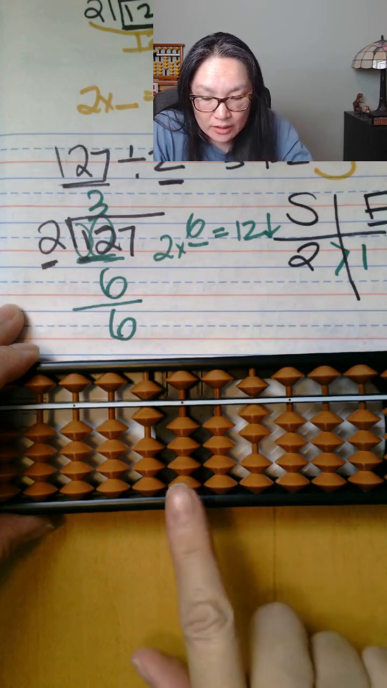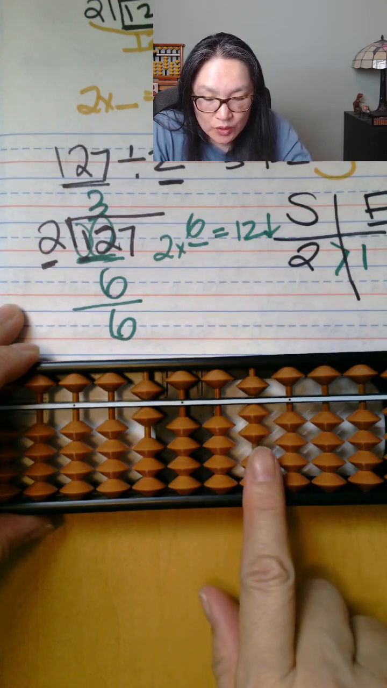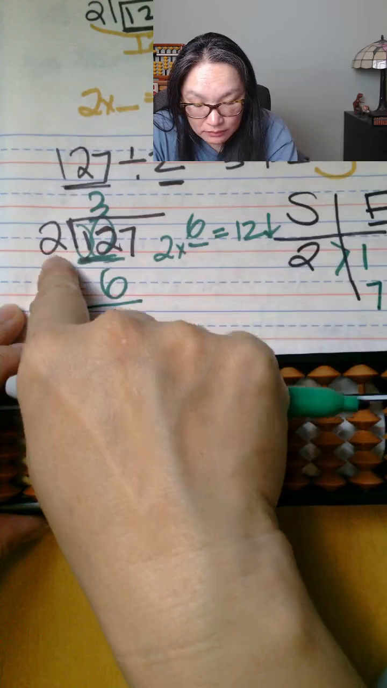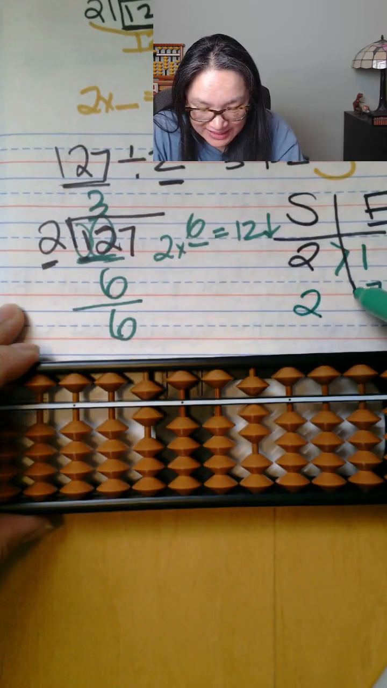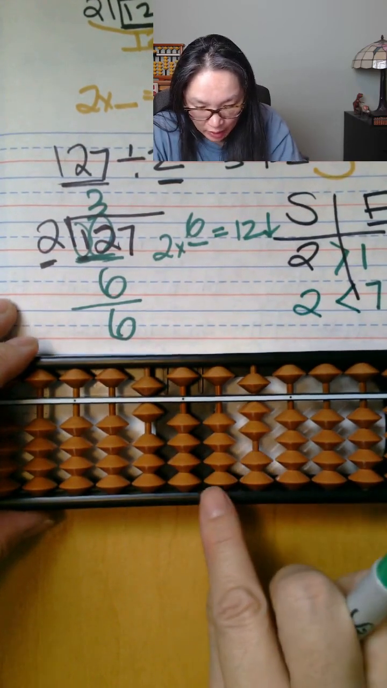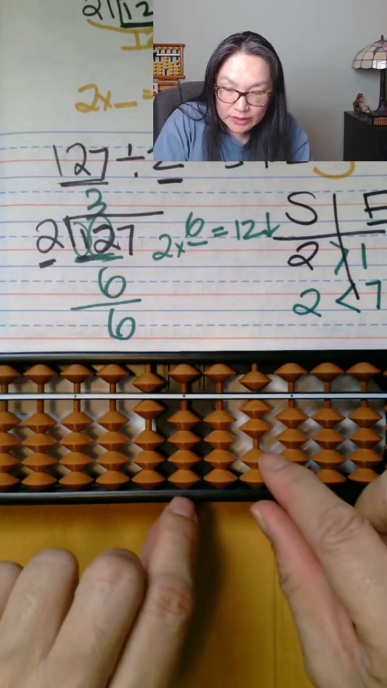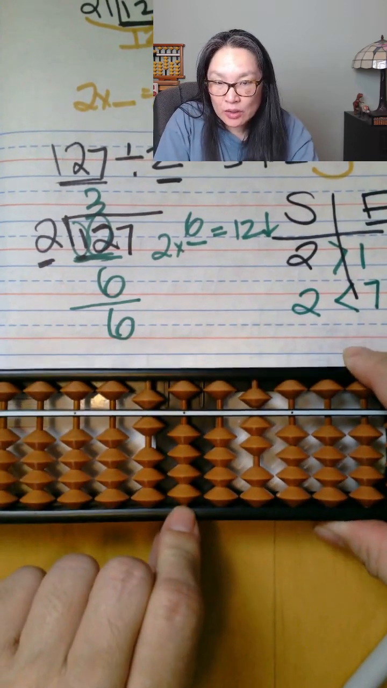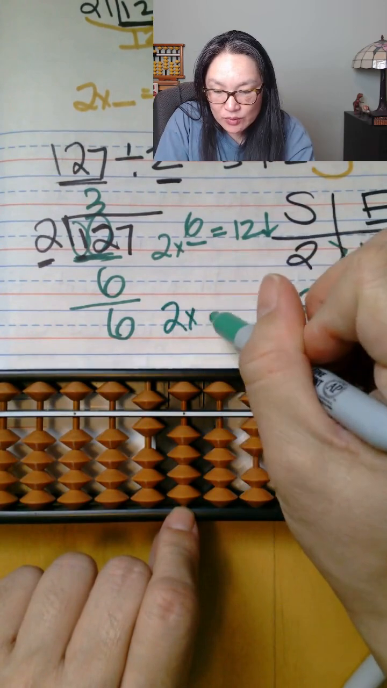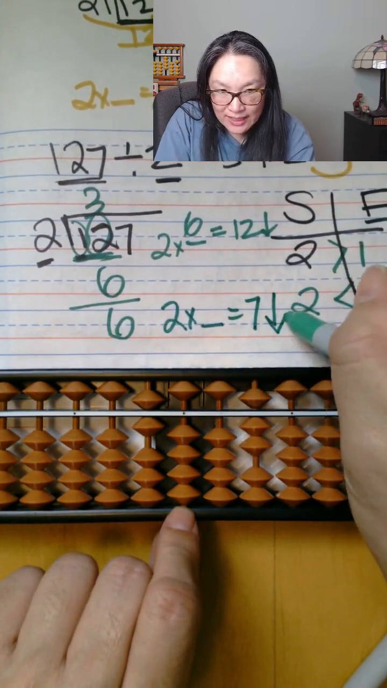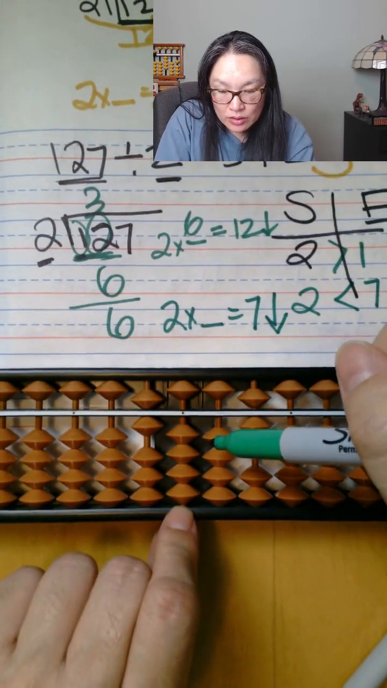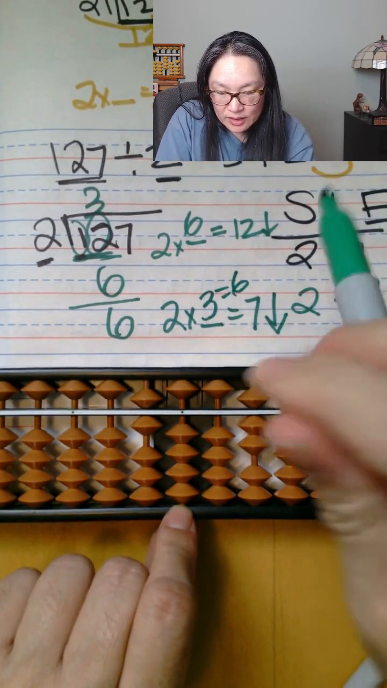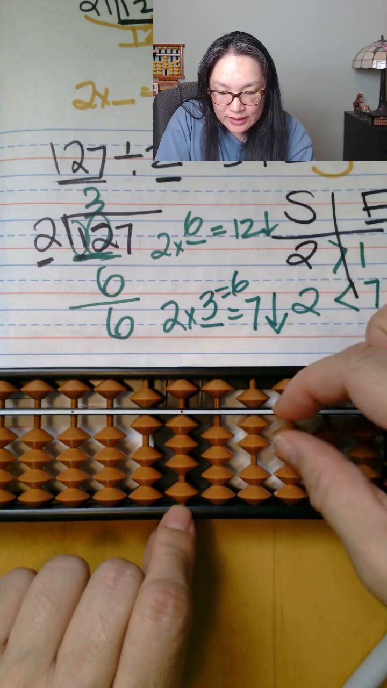Okay, so we're still here. Who is bigger, 7 is my dividend. My divisor is 2. My 7 is bigger. So I'm going to skip one column. I'm only going to take this one column. So this is the prime example of understanding what less means. So 2 times what is equal to 7 or less. 2 times 3 is equal to 6. So I have 3 and I take away 6.